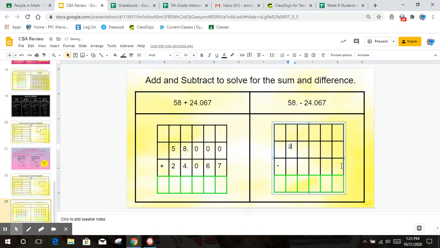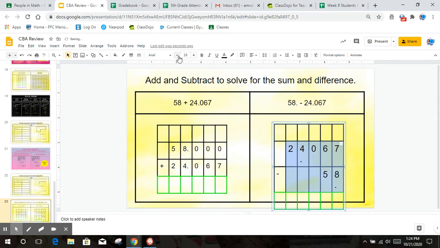So I still have some kiddos that are going to give me this 24 decimal, 0, 6, and 7, and then they're going to want to subtract the 5 and the 8. That's going to be wrong because, again, if my decimal is behind my 8, the rule for adding and subtracting decimals is to line up the decimal. I know that's a little bit small. In fact, let me make it a little bit bigger.